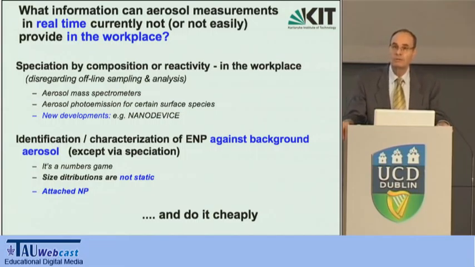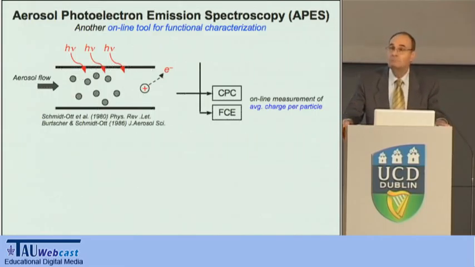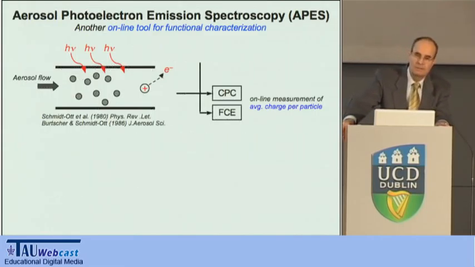Most devices, especially real-time measurement devices, are quite expensive, and they're also expensive because they require people who run them. Just a word about aerosol photoelectron emission spectroscopy, because I think this could be a pathway also for speciation in certain situations.